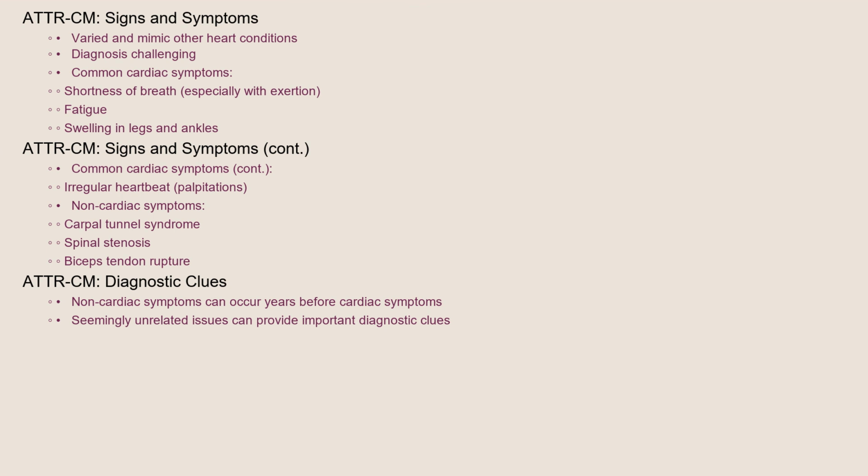The signs and symptoms of ATTR-CM can be varied and often mimic other heart conditions, making diagnosis challenging. Common symptoms include shortness of breath, especially with exertion, fatigue, swelling in the legs and ankles, and irregular heartbeat or palpitations. Patients may also experience symptoms unrelated to the heart, such as carpal tunnel syndrome, spinal stenosis, or biceps tendon rupture, which can occur years before cardiac symptoms develop. These seemingly unrelated issues can provide important clues to the diagnosis.